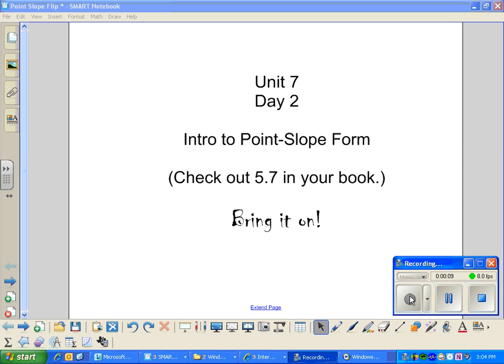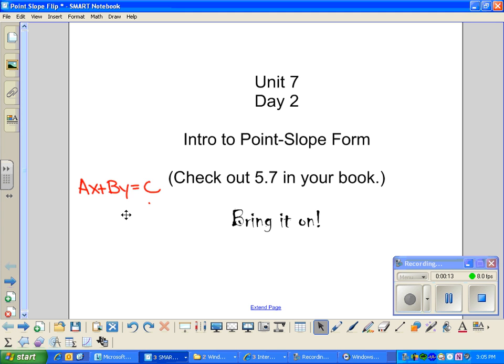Now you already know two other forms of equations. The first one that you know is standard form. And I love when I see an equation in standard form because I can figure out what the x and y intercepts are very easily. Remember the cover-up method? And if I can find those two intercepts, I can graph the line.